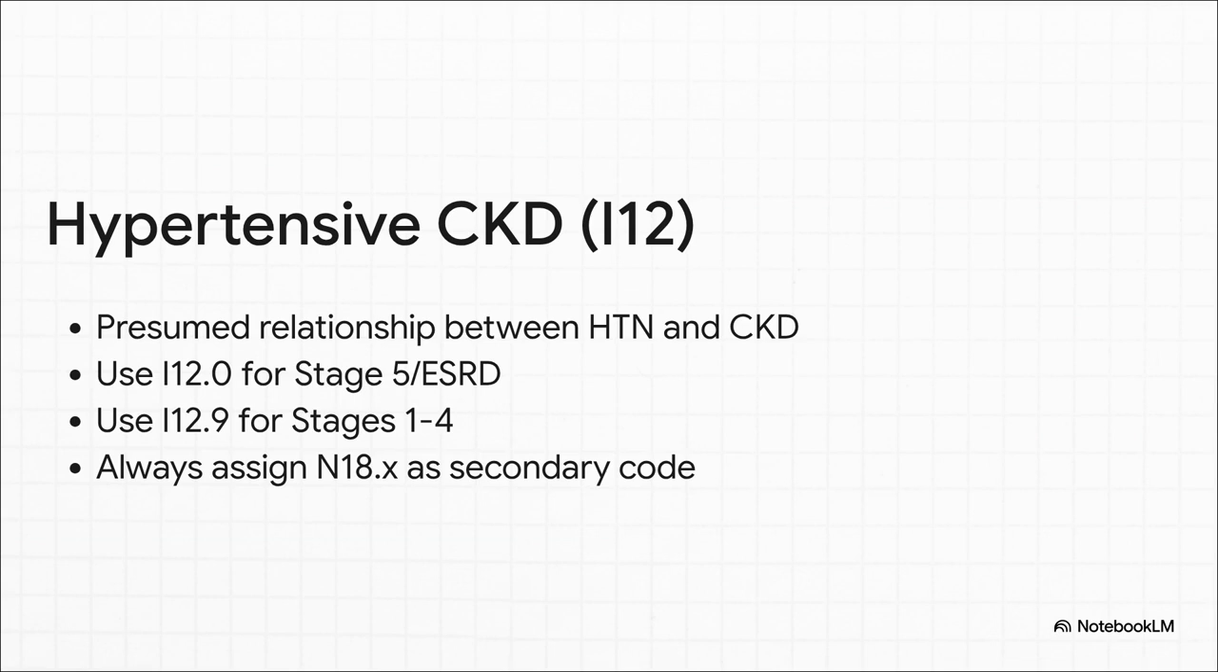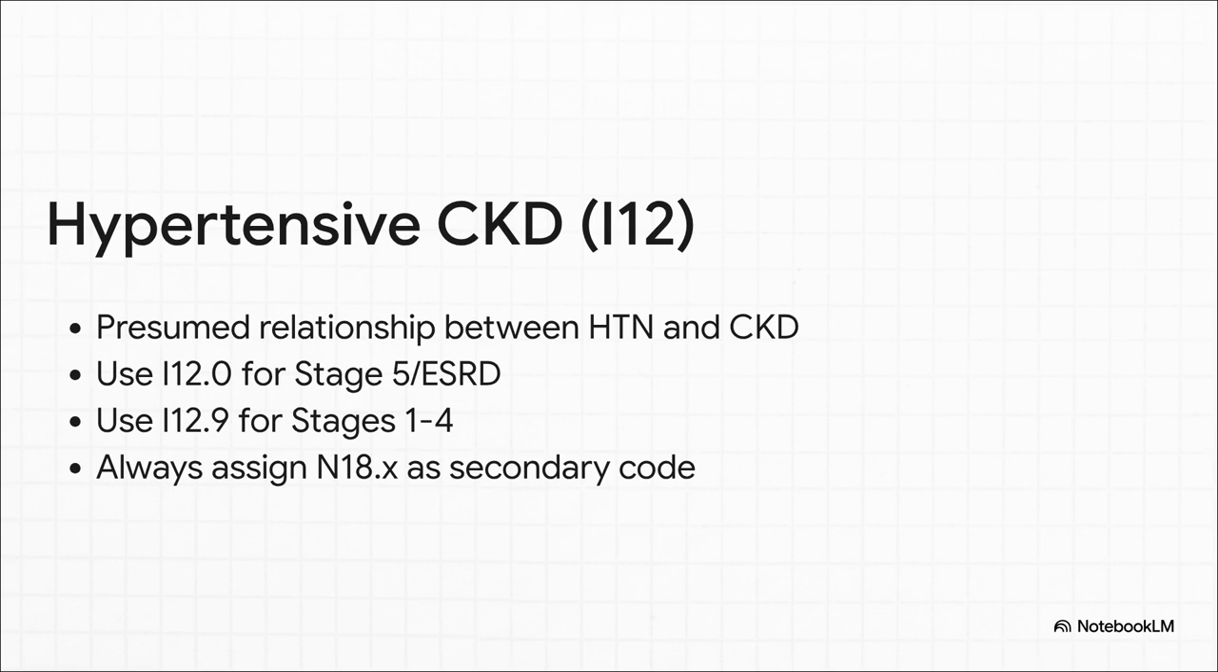Now let's bring hypertension into the mix. Because ICD-10 presumes a direct cause and effect relationship between hypertension and chronic kidney disease, you have to use combination category I12 whenever both are documented. You'll use I12.0 if the patient is at stage 5 or has ESRD. You use I12.9 if they're sitting anywhere from stages 1 through 4. But here is the absolutely crucial part. You can never, ever forget to add the N18 secondary code to identify the exact CKD stage.